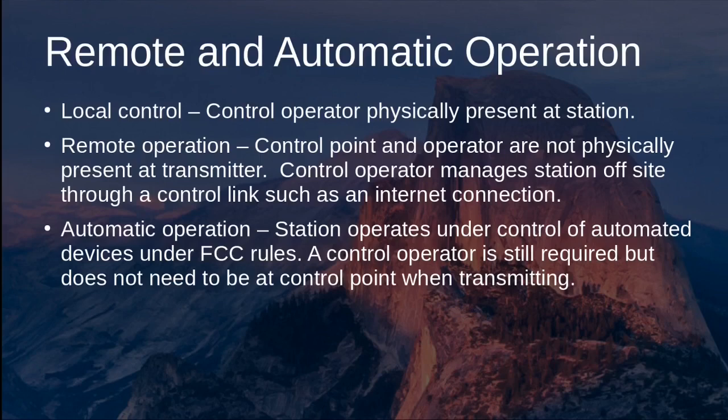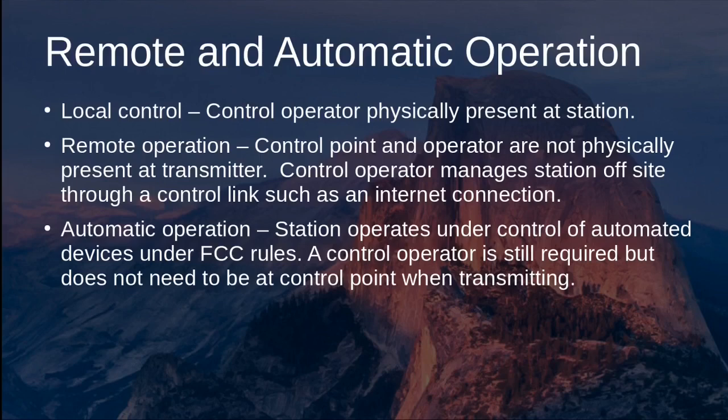In a remote operation, the control point and operator are not physically present at the transmitter. The control operator manages the station off-site through a control link, such as an internet connection. Let's say somebody lives in a valley and is an amateur radio operator, and they happen to put their antenna and transmitter on a remote mountain that is maybe a few miles away. They're not physically there and can't control it directly. They can operate it from their home in the valley, but they're 2-3 miles away from the actual antenna and the transmitter. So that ham can operate that station remotely through the internet, and that's called remote operation. The control point and operator are not present at the transmitter site. They're operated at a remote location.